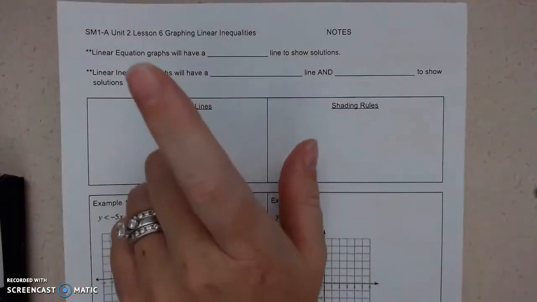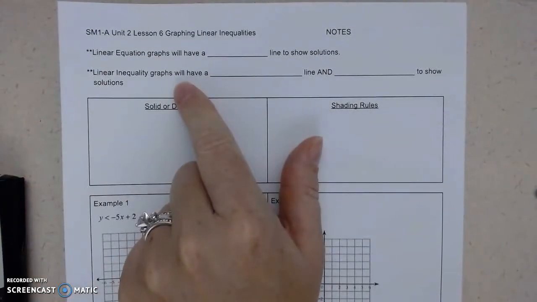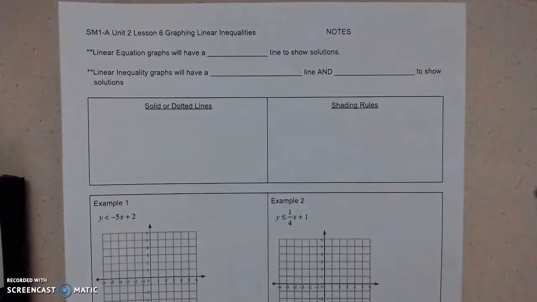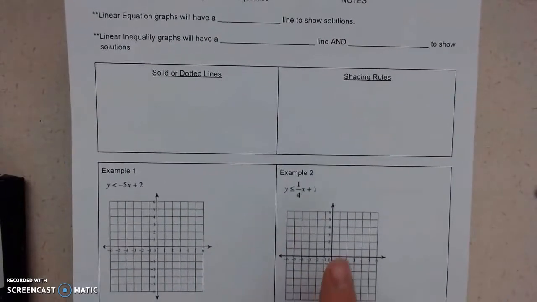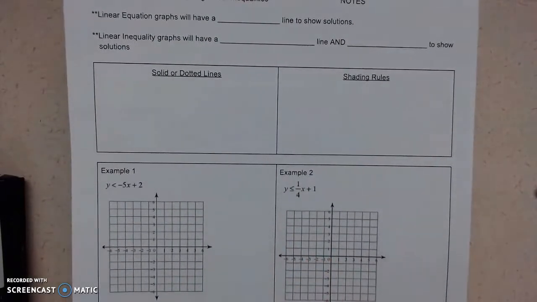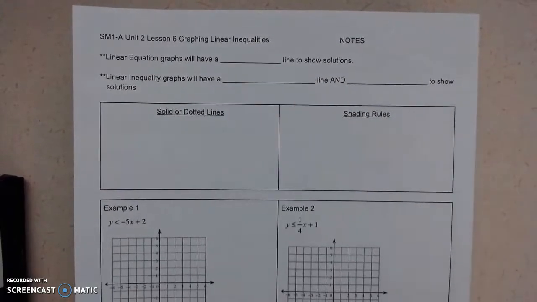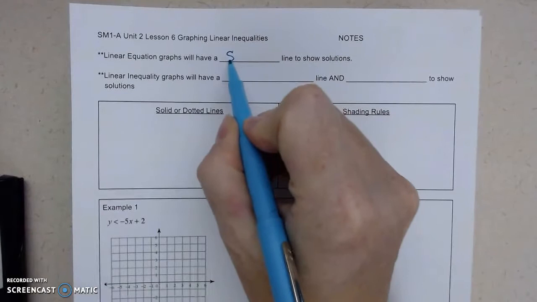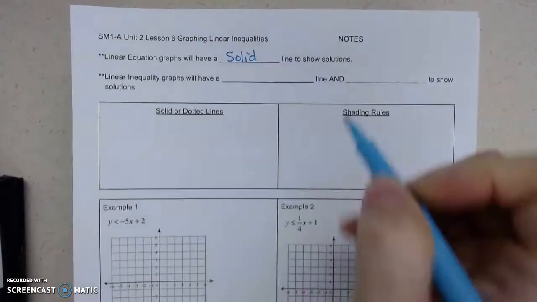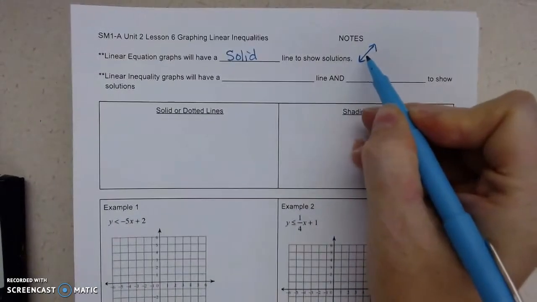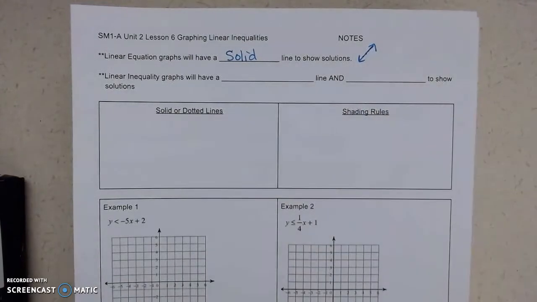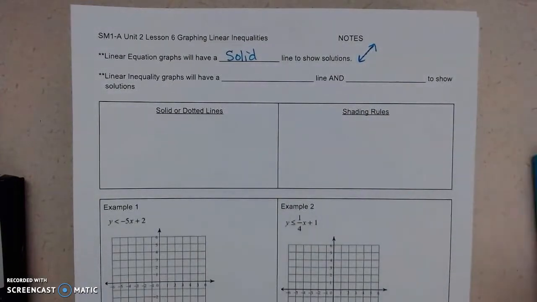All right, so we are on the last section of Unit 2, which is graphing linear inequalities, and we're going to be doing this on the x and y coordinate axis. So, linear equation graphs will have a solid line to show the solutions. And remember, all the solutions are the points that make up that line, and there's infinitely many.